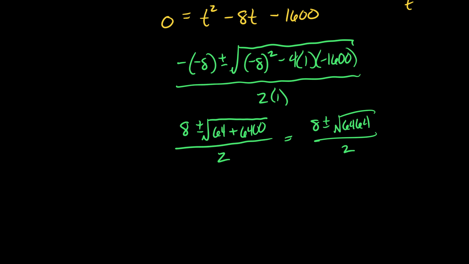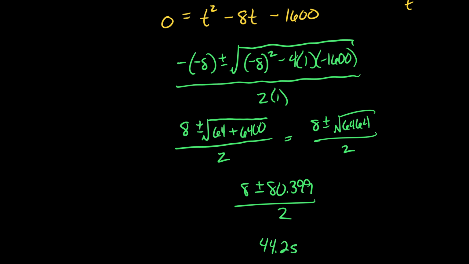The square root of 64 is 8. So 8 plus or minus 80.399, divided by 2. I'm not going to use the minus, I'm going to use the plus. So it'll be 8 plus 80, and I'll divide by 2. That tells me it's in the air for 44.2 seconds.